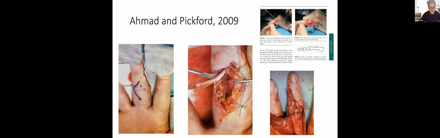We did a sort of hatchet flap, and David Evans described this actually. It does move quite a lot, and this will allow you a one stage reconstruction. What we did was we take one slip of the FDS. This is described by Pickford and Ahmed, where you thread it through from the volar to the dorsal, and you do a one stage reconstruction with one slip of the FDS, and then you cover it. So this is a one stage reconstruction. Let that heal, K-wire, heal for 4 weeks, and then get moving.